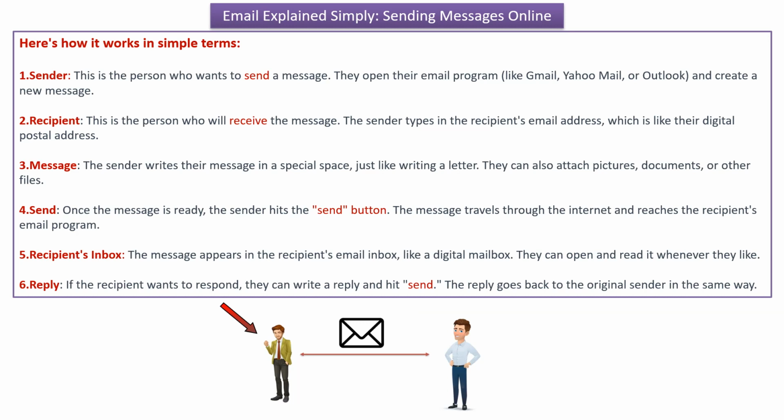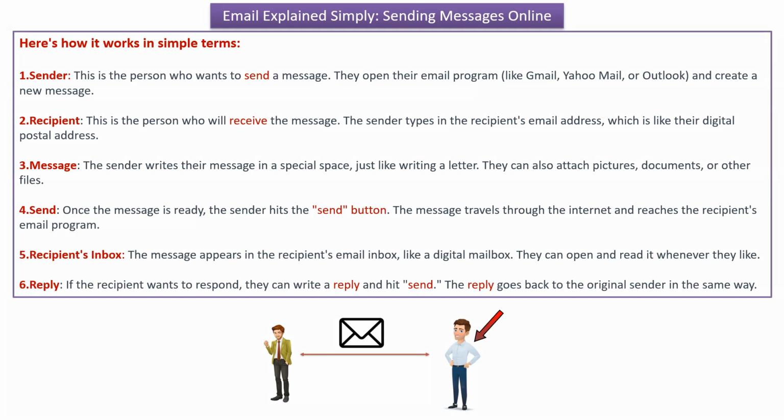The fourth one is send. Once the message is ready, the sender hits the send button. The message travels through the internet and reaches the recipient's email program. Fifth one is recipient's inbox. The message appears in the recipient's email inbox. It is like a digital mailbox and recipient can open and read it whenever they like.